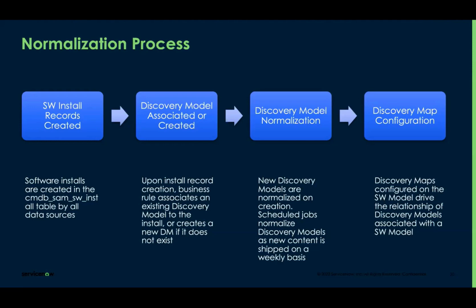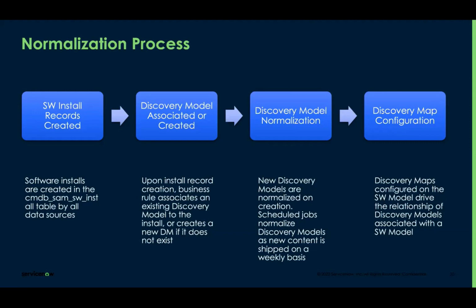So we'll either associate or we'll go ahead and create one. That discovery model is actually what's getting normalized. So when we're talking about the normalization engine, it's going against the data that's associated to the discovery model. Then at that point, we're going to go ahead and normalize the publisher, the product, version. If we have edition, we'll go ahead and get the edition in there.